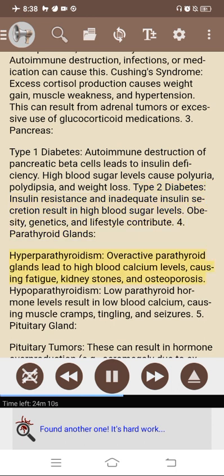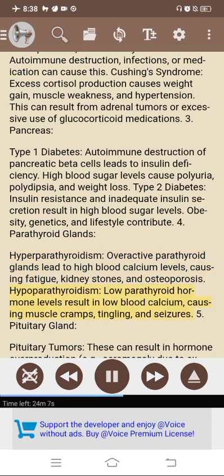4. Parathyroid glands. Hyperparathyroidism. Overactive parathyroid glands lead to high blood calcium levels, causing fatigue, kidney stones, and osteoporosis. Hypoparathyroidism. Low parathyroid hormone levels result in low blood calcium, causing muscle cramps, tingling, and seizures.